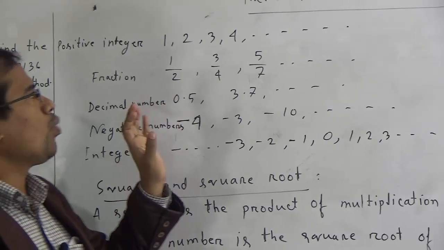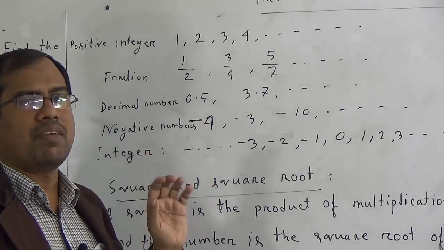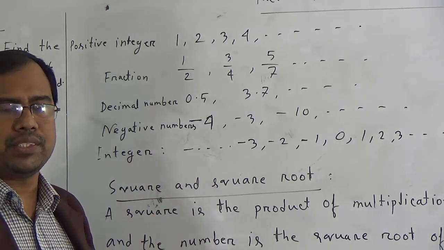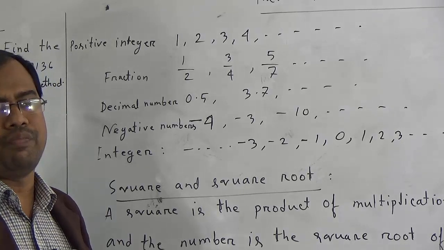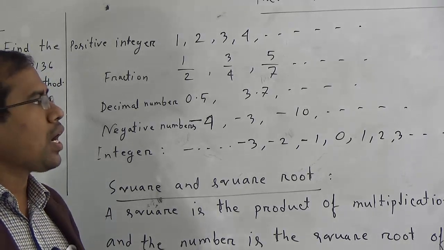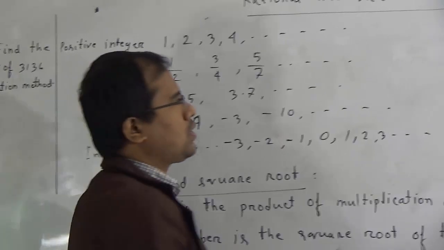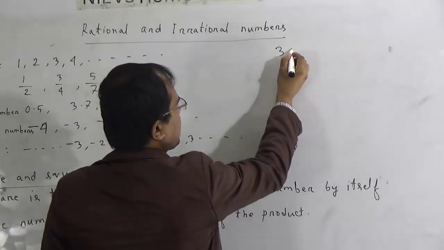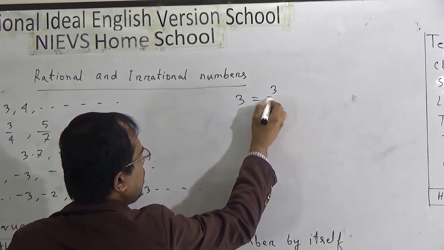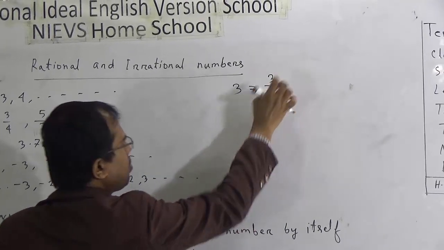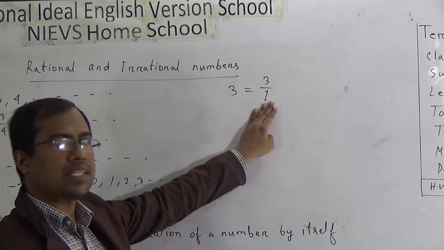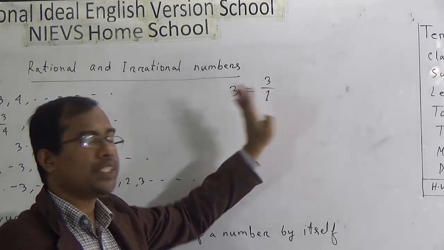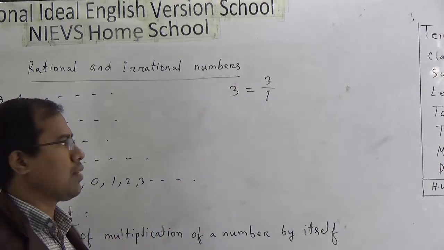The word rational derived from ratio. The numbers which can be expressed as the ratio of two integers are called rational numbers. Suppose 3, this is a number. We can express it as 3 by 1. Here 3 is integer and 1 is another integer. That means we can express 3 as the ratio of two integer number.